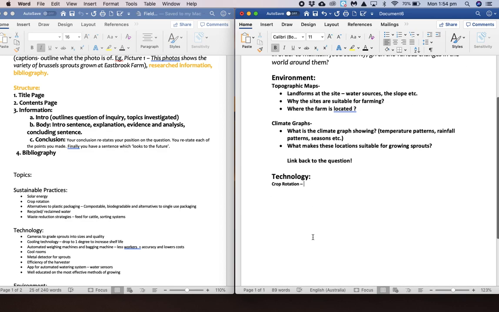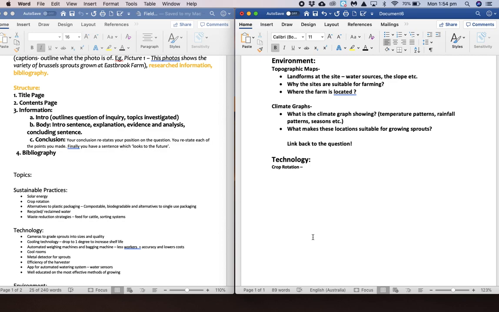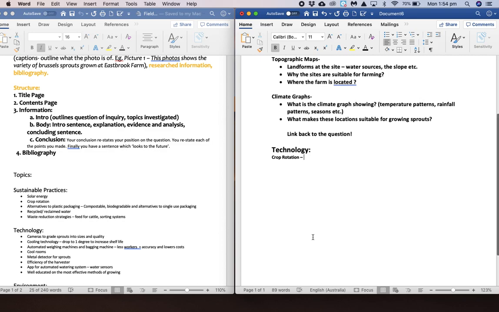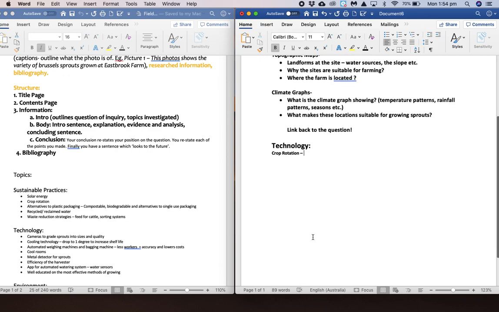All right, now we're going to have a look at the technology section. This is where we're getting more into the second section of your body. I've chosen crop rotation as an example. So you might want to have a little introduction to the topics that you're going to include in this section. You might be talking about crop rotation, and, actually, that's in sustainable practices. Let's change that from crop rotation to something like cooling technology.